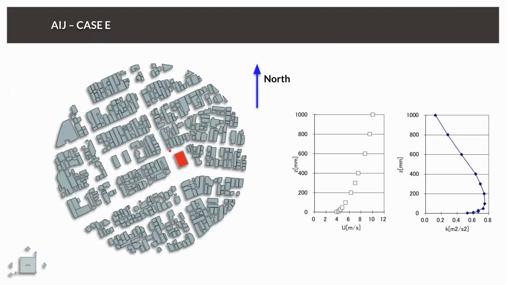So this is our small city. The red building is the detailed one, and the wind is coming from the north. On the right side you can see the boundary layer profile provided to our model, and this is very important, and one of the unique features of SimScale is that we support atmospheric boundary layer conditions.